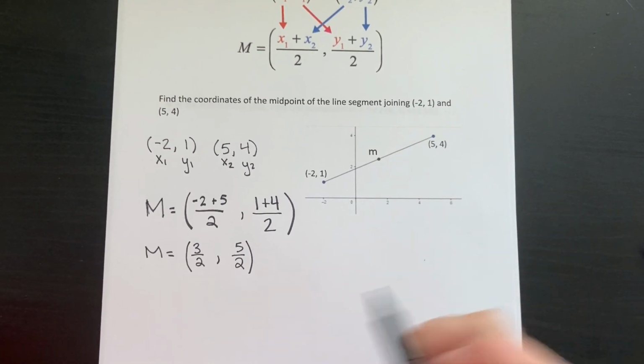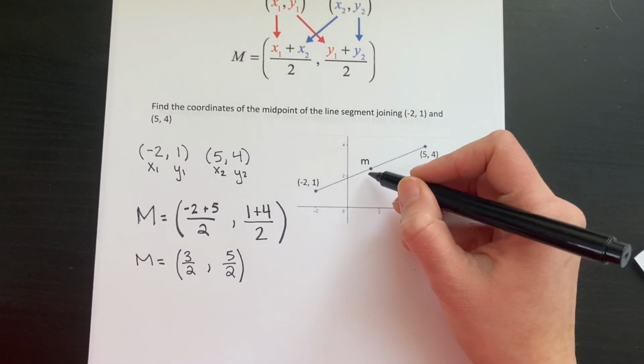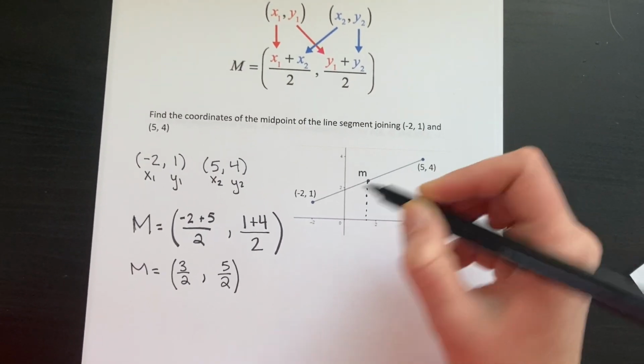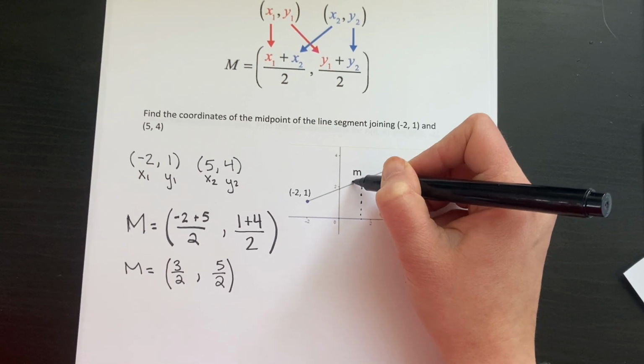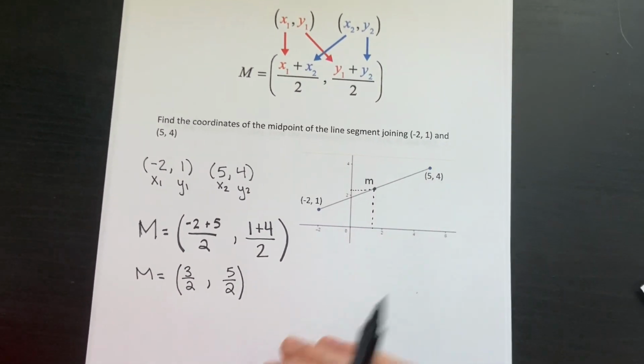And since those fractions don't simplify down, we can leave it like that instead of putting it in decimal form. We could double check that this seems to make sense. We know 3/2 is 1.5. And if we look at the coordinate of M, it looks like it would be roughly 1.5 and 2.5. That looks about right because we know that 5/2 is 2.5. Perfect.